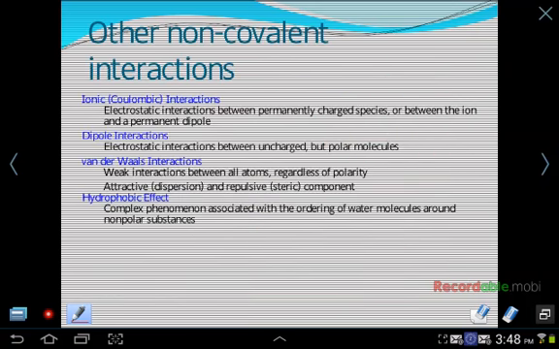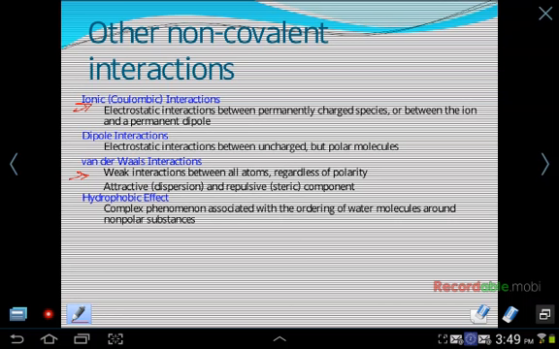So we have some other non-covalent interactions, such as ionic interactions. So these are formal charges interacting with each other. Dipole interactions, where you get non-formal charges, but you get some dipoles occurring, but yet these aren't necessarily hydrogen bonds. Van der Waals interactions, which are weak interactions between all atoms regardless of the polarity. These arise from electrostatic interactions among permanent or induced dipoles.